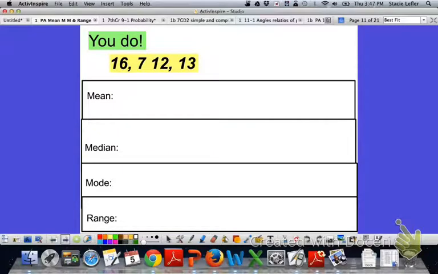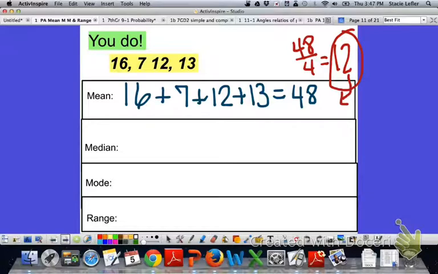Pause the video and find the mean, median, mode, and range. So you add then divide for the mean. So the sum of all the 4 is 48, divided by 4 of them, because there were 4 in the data set, is 12.